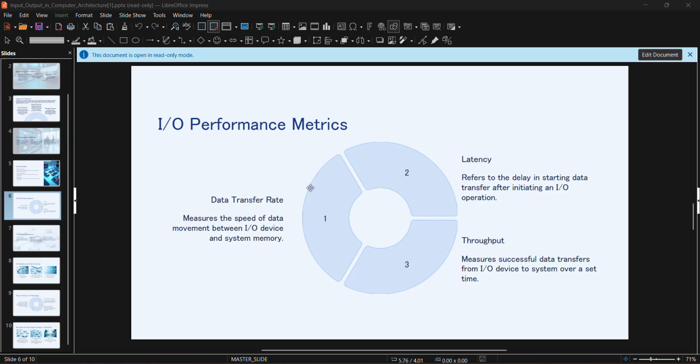Latency refers to the delay in starting data transfer after initiating an input-output operation, and throughput measures successful data transfers from the input-output device to the system over a set time. So these are the performance metrics that an input output system depends on. Data transfer rate measures the speed of the data transfer, latency measures the delay in starting the operation, and throughput measures the successful data transfers.